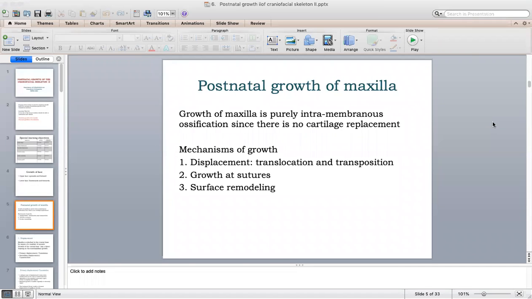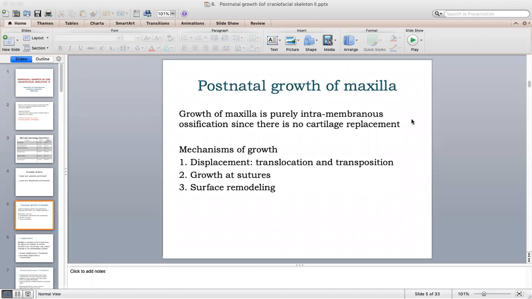Okay, so the postnatal growth of maxilla. The maxilla, you know, is a purely intramembranous bone. It does not have any cartilaginous component. The mechanism of growth of maxilla occurs by displacement, that is primary displacement as well as secondary displacement. So primary, there is translocation and transposition both.